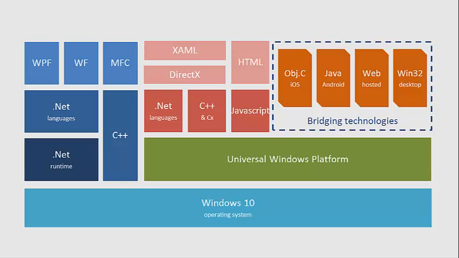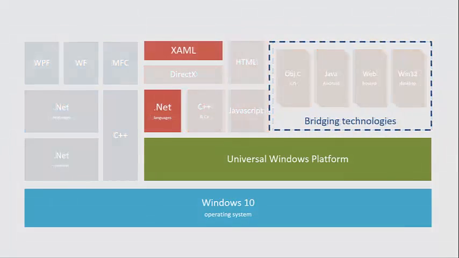In addition to that, Microsoft is working on a number of bridge technologies that allow you to run iOS Objective-C against the Universal Windows Platform, Java for, say, Android, web-hosted applications, and Win32 desktop applications. Say it could be a WinForms app, or it could be Win32 that was originally written in C++ 10 or 15 years ago. So that allows you to run a lot of that stuff on Windows 10 on top of the Universal Windows Platform, bringing some of these older technologies onto the platform. Now, for line of business applications, we're going to talk primarily about XAML and .NET languages, so C# in this case.